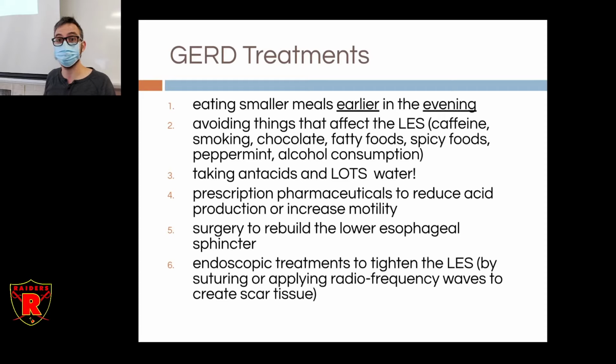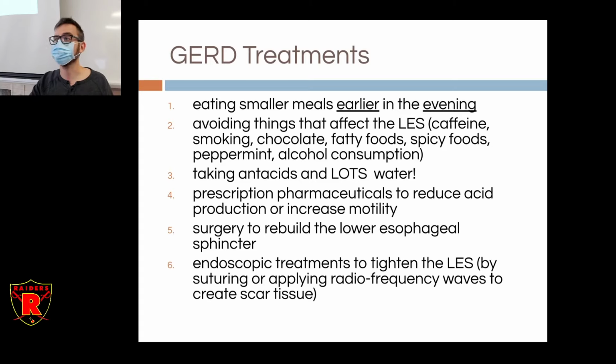You're not supposed to eat late because you don't want to have a lot of stuff in your stomach when you lie down to go to bed. If you lie down to go to bed, obviously your stomach is going to be on its side and things will just leak out into your esophagus if you're sleeping. So you don't want to eat near bedtime, late in the evening.